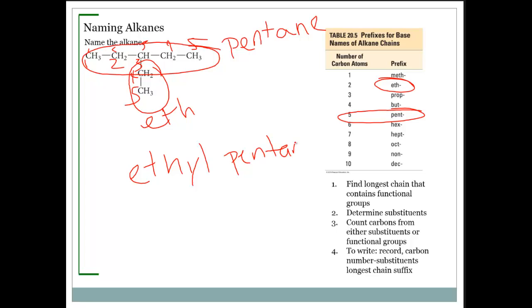Now I need to figure out what carbon that ethyl group is coming off on. If I count from this direction, from the left, it's on the 3rd carbon. If I count from the right, 1, 2, 3, it's still on the 3rd carbon. So it doesn't matter what direction I count from. So on the 3rd carbon, there's an ethyl group on the long chain of pentane. So 3-ethylpentane. Let's do another one.